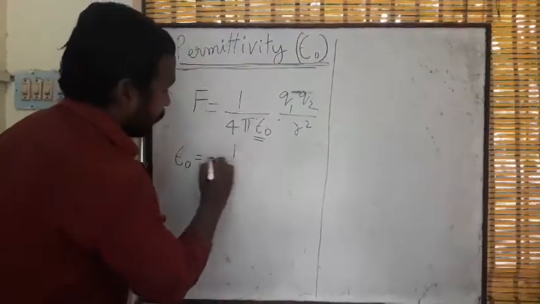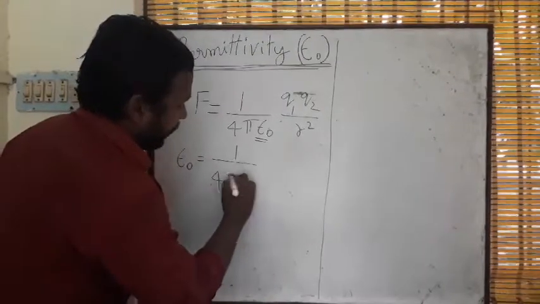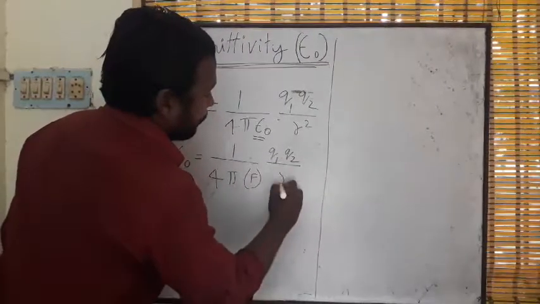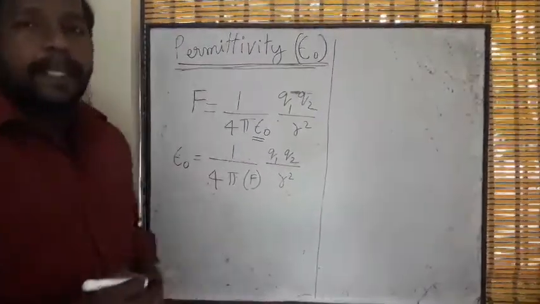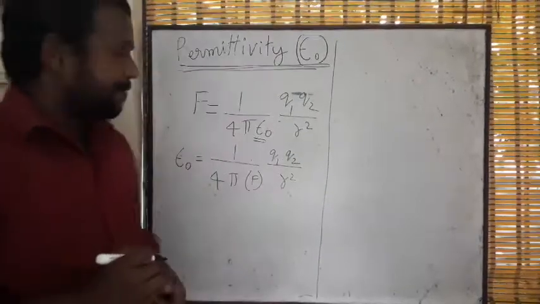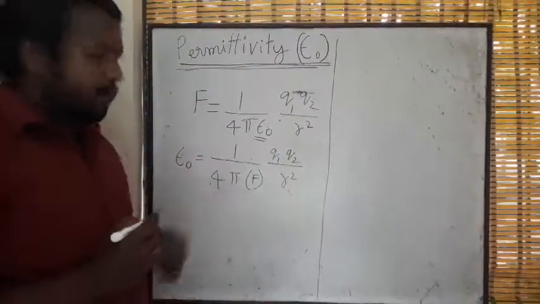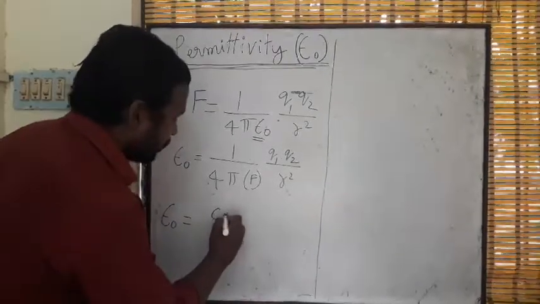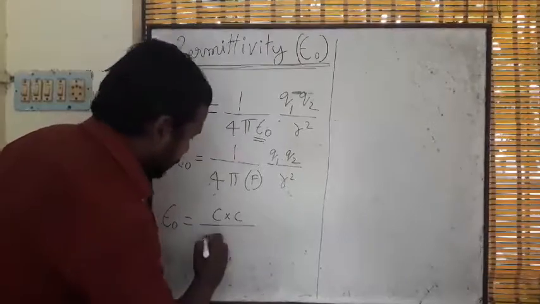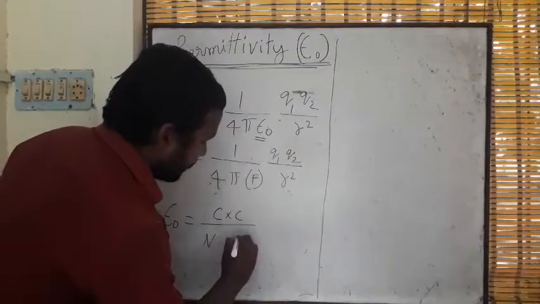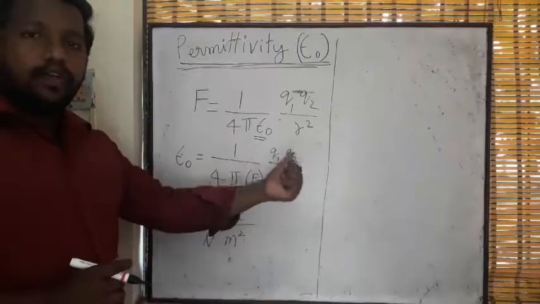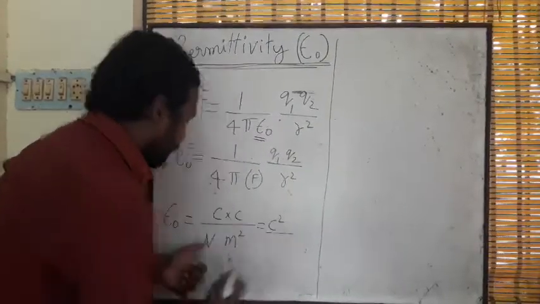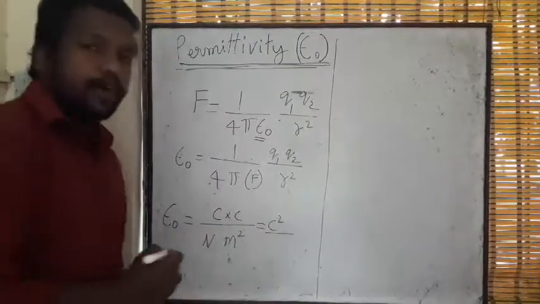Epsilon naught is equal to 1 divided by 4 pi into q1 q2 by F r square. So we know 4 pi is a dimensionless constant, so there is no dimensional formula for 4 pi. So we are going to find epsilon naught. q1 q2 is charge into charge, coulombs into coulombs, coulomb square, and Newton is for force, meter square is for distance.